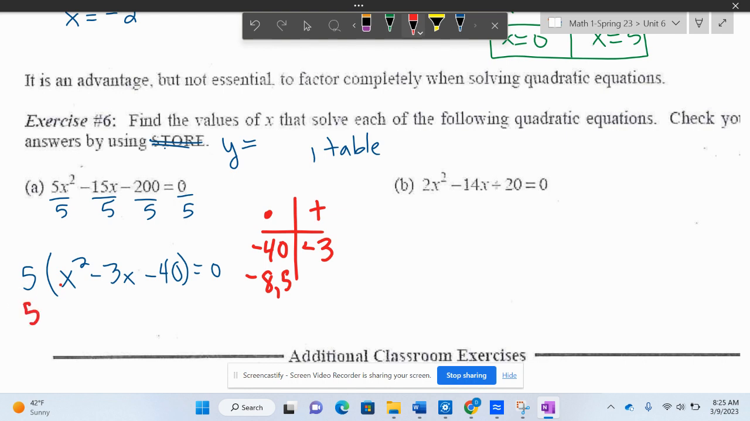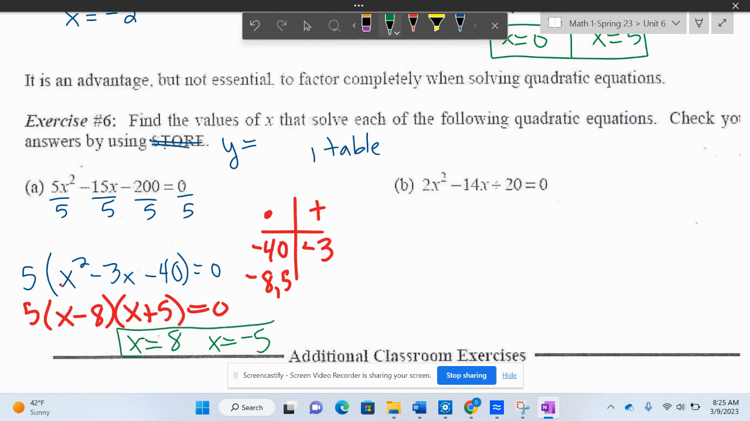So my factors are 5 times x minus 8 times x plus 5 equals 0. So if those are my factors, what are my roots? What are the two values of x that make this true? Good job. x equals positive 8 and x equals negative 5. Very good. So are you guys definitely understanding that the root is the opposite value of the factor when a is 1?